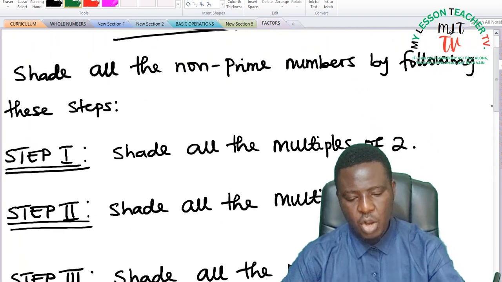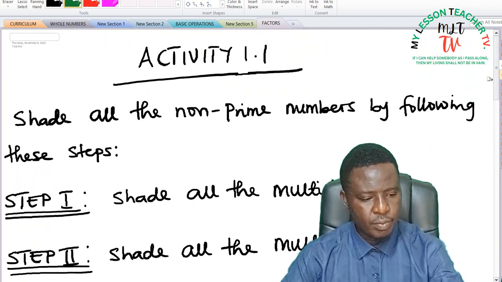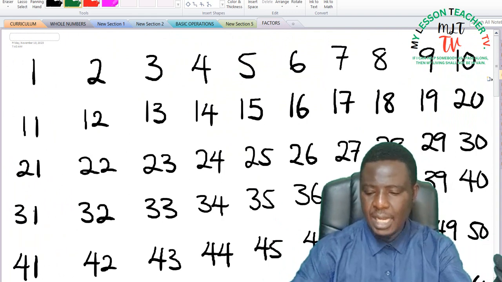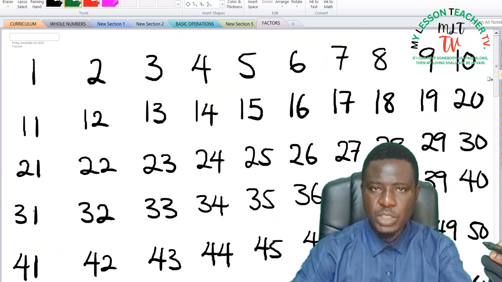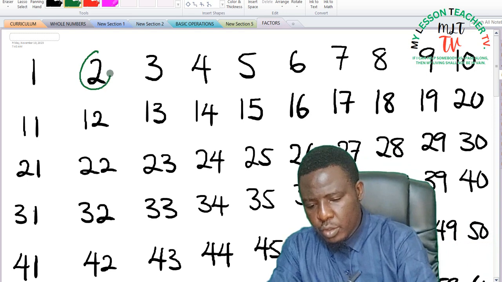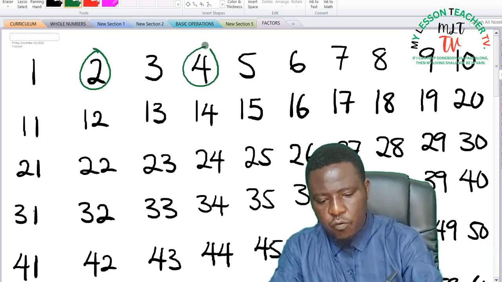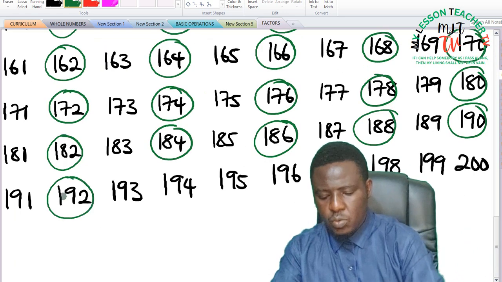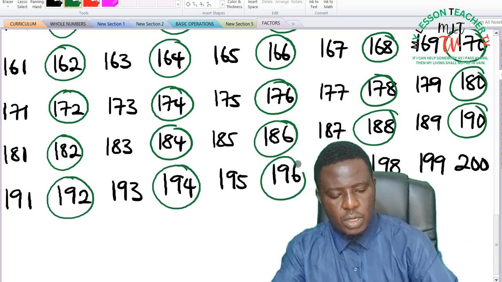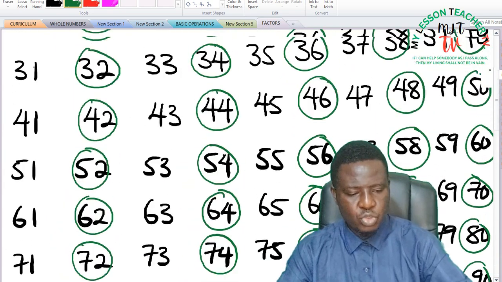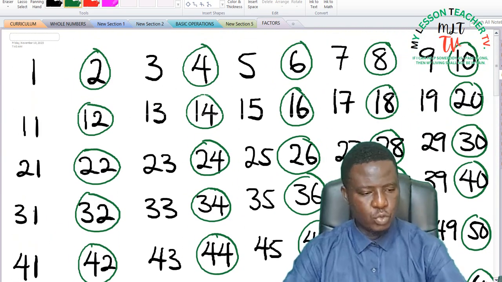So we shall shade all the multiples of 2. Now, if we have all the numbers written from 1 to 200, let's shade all the multiples of 2. In this case, I'm going to circle them. So multiples of 2, we have 2, 4, 6, and so on up to 92, 94, 96, 98, and 200. So I have been able to shade out all the multiples of 2.